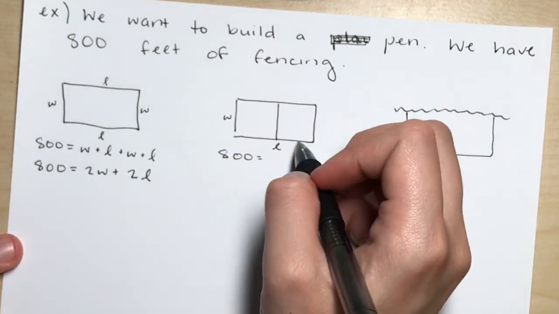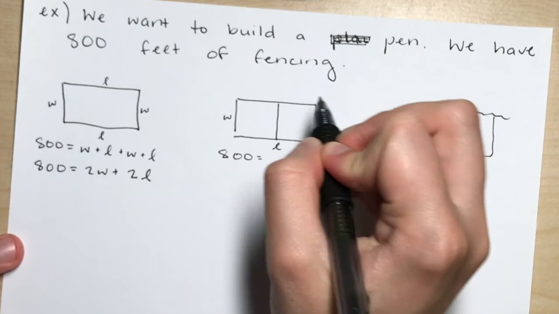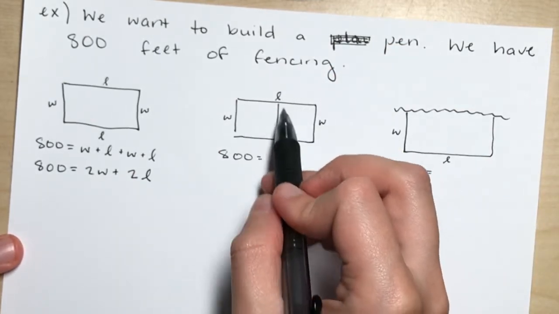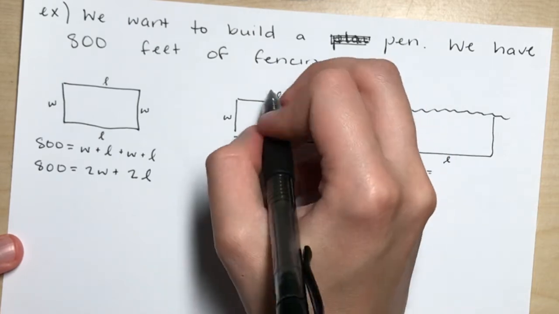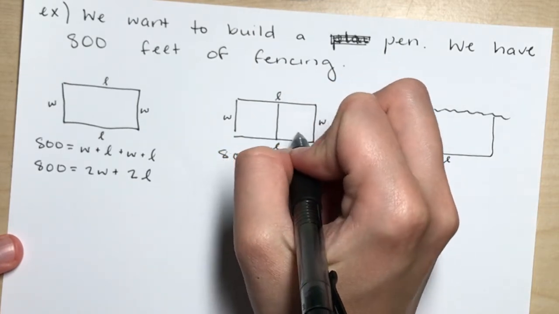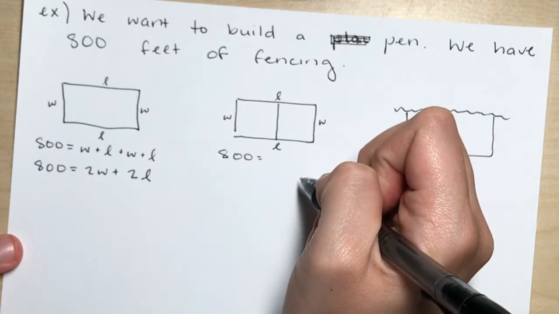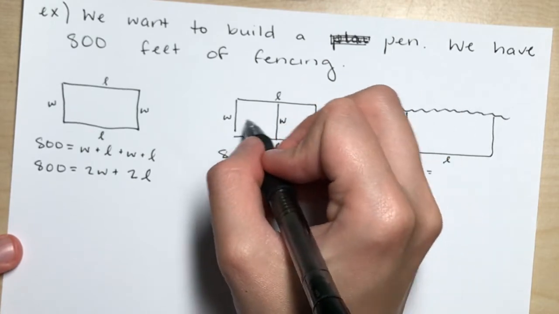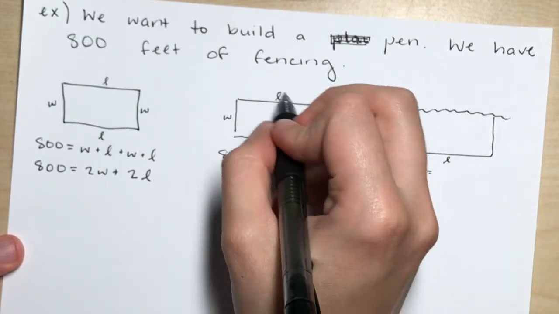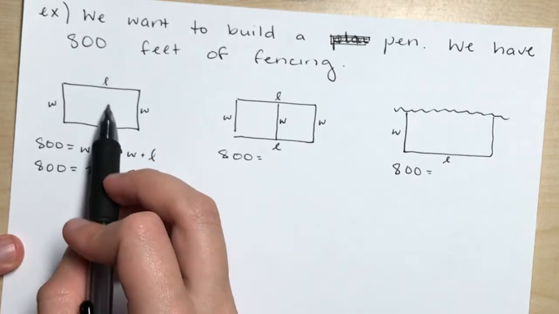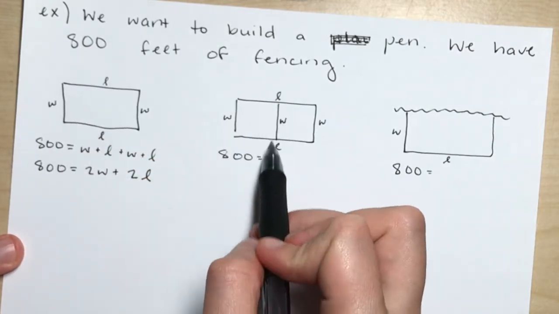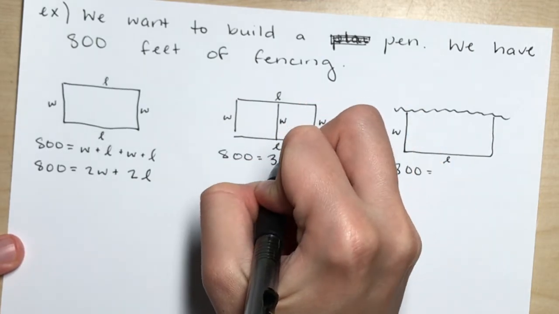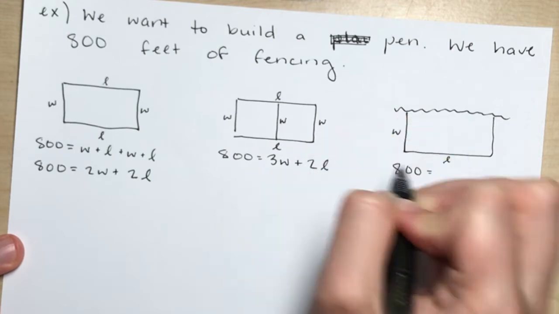Here, what do we have here? What's different? We've still got these same lengths on the outer edges. We also have this other length here in the middle. How long is this? It's also W long, right? Because this is a rectangle, all of these have to be the same. So in this situation, we don't just have 2 W's and 2 L's. We still have 2 L's, but we have 3 W's. So this one is 3W plus 2L.